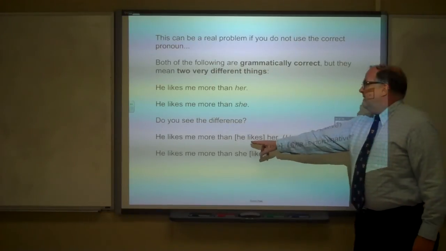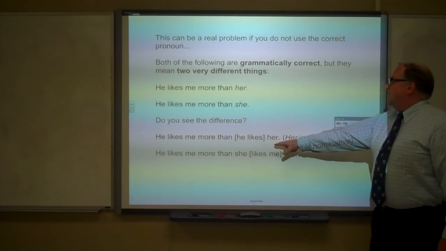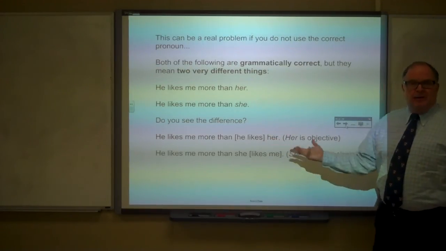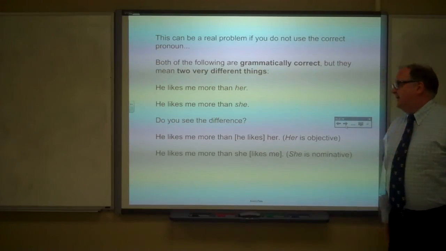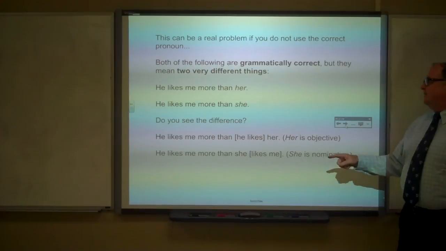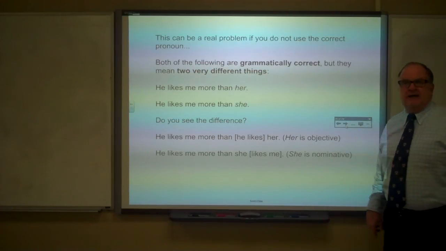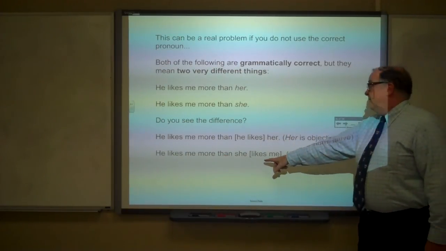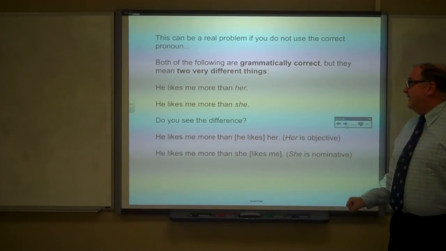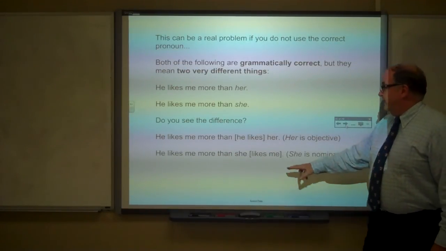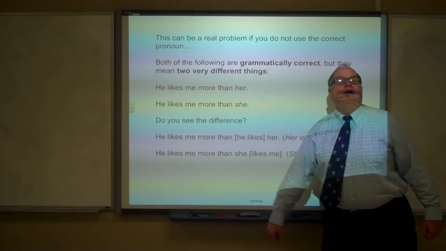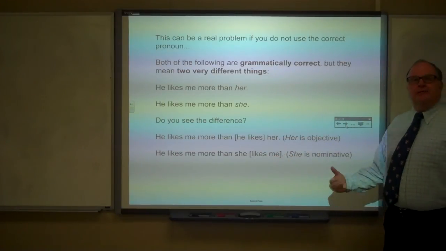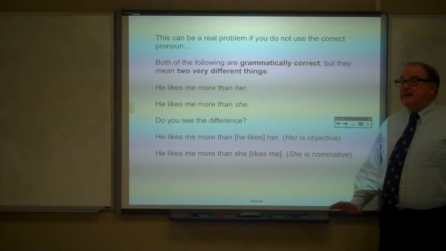Okay, the first one, of course, means he likes me more than he likes her. Her is objective, so it's going to be direct object or object of preposition, something like that. So it parallels me. He likes me more than he likes her. But if you're using she, then what you're saying is he likes me more than she likes me. Again, it's the nominative case, so the she parallels the he. And so what's being left out is the words likes me, the verb and the direct object. So it does make a difference.